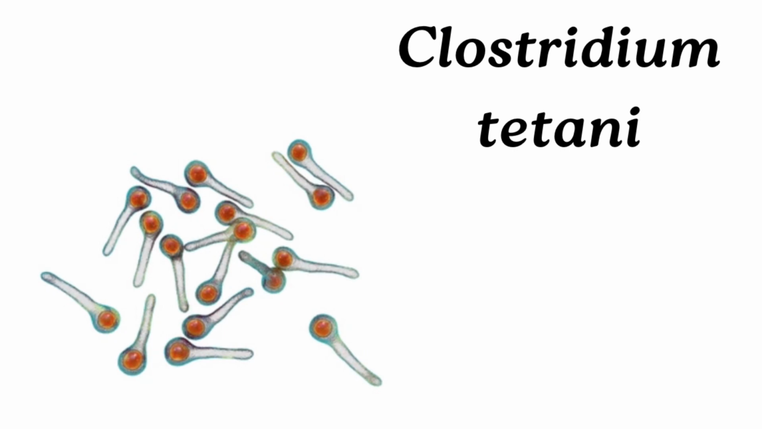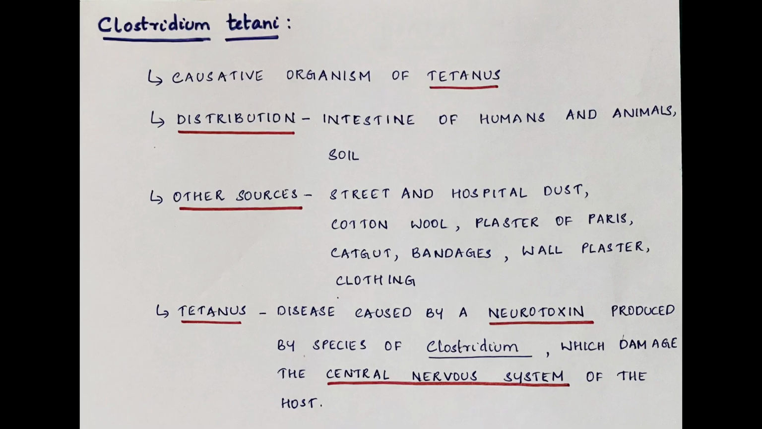In this video, we will be discussing Clostridium tetani. Its morphology, pathogenesis, etiology, clinical manifestations, laboratory diagnosis and treatment will be discussed in detail. Clostridium tetani is the causative organism of tetanus. It is widely distributed in soil and in the intestine of humans and animals.